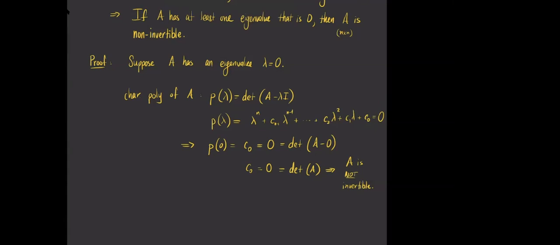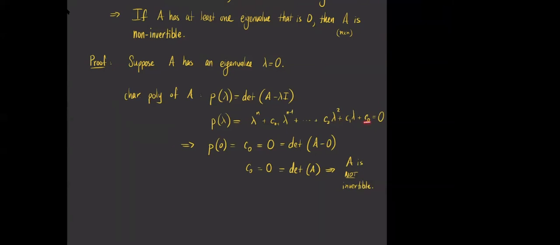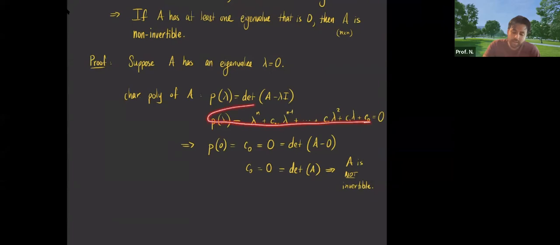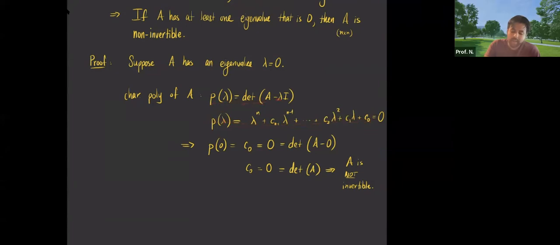Where is it that we see that C naught equals the determinant of A? Say it again. Where do we see? Oh, I got it. I found it. Sorry. Yeah, all of this is from here, right? So we plug in 0 here, we plug in 0 here, and the determinant of A is 0.